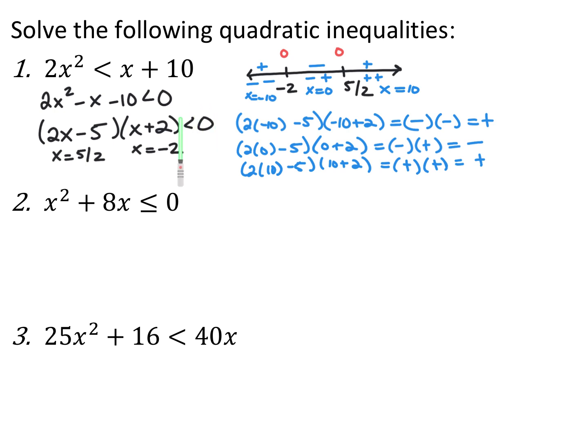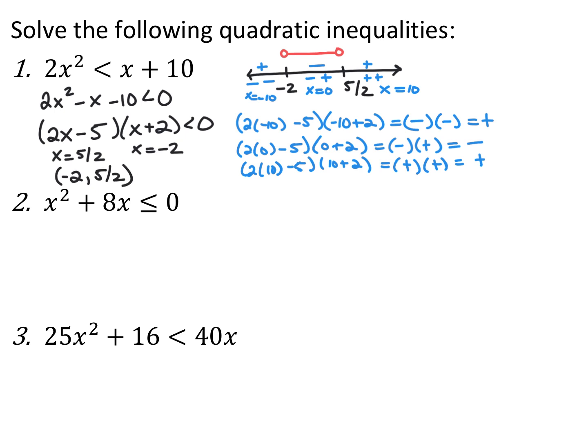So then, if I want where this thing is less than 0, I want to think about what types of numbers are less than 0, and those are negative numbers. So I want the section of my number line that ended up negative. So that was in between negative 2 and 5 halves. So then my solution to this inequality in interval notation is negative 2 not included, up to 5 halves also not included.